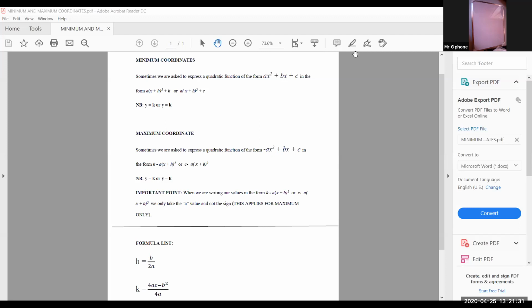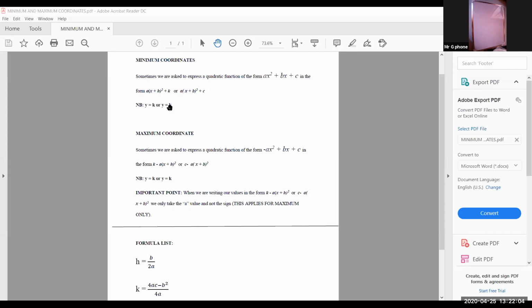And we are asked to express it in the form a into x plus h squared plus k, or sometimes the h and the k are replaced by b and c. So sometimes we could be asked to express it in the form a into x plus b squared plus c. And I want you all to note that when they ask you for the y value, it is the same as the k value, right? So that's supposed to be y is equal to k or y is equal to c.